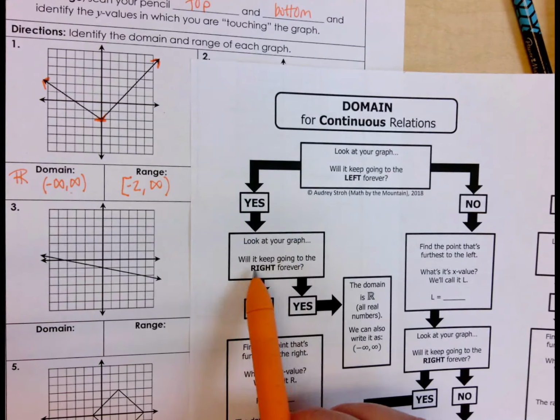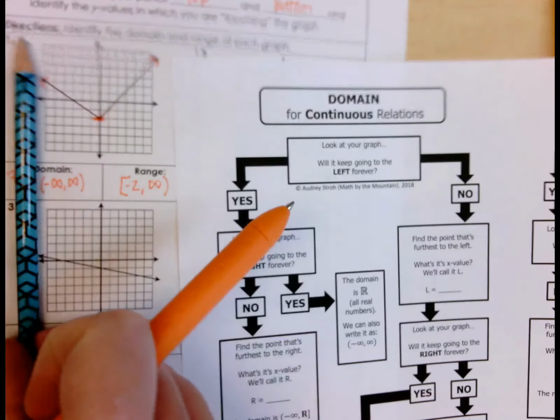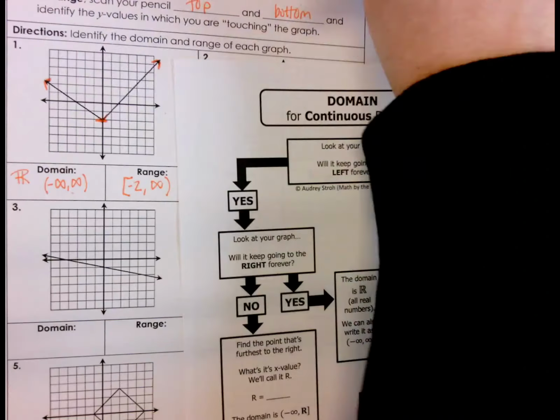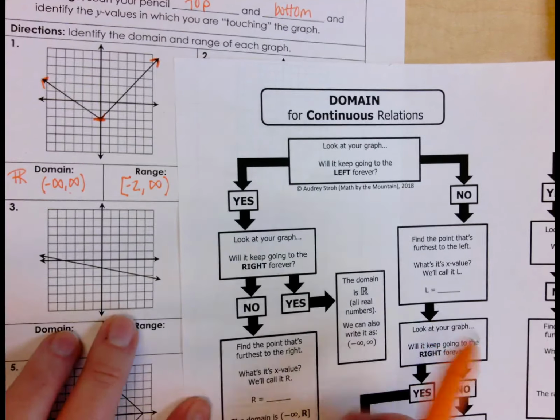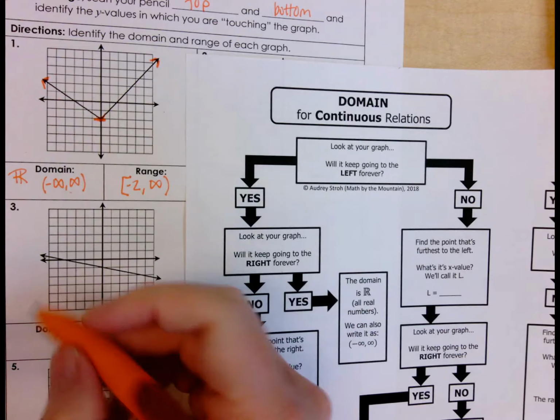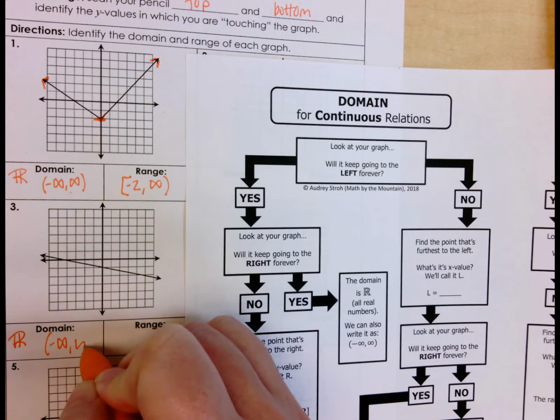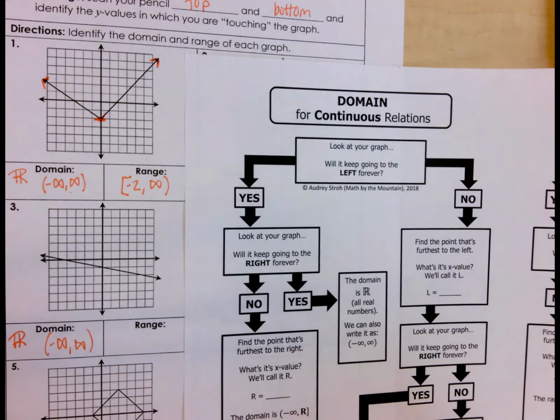Look at your graph. Will it keep going to the right forever? So if I keep going this direction, all the way to the right, here's my arrow. Will it keep going to the right forever? Yes. Okay, so look at my pencil. All the way to the left, all the way to the right, it's all touching and it's going to keep going. So yes, it goes to the right forever. So then in that case, the domain is all real numbers. And so we write it as negative infinity to positive infinity, and we use parentheses, okay?